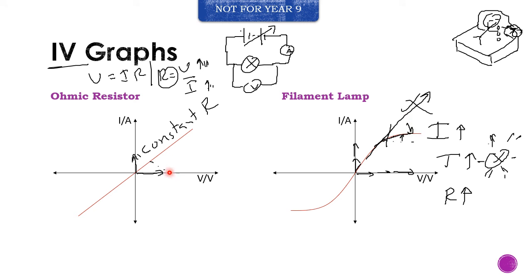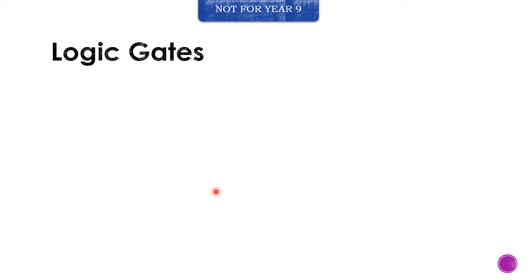And that's it, those are the IV graphs. If we see them, it just shows you in here the resistance is constant because it's a straight line, whereas here the resistance is not constant because it curves. Why does the resistance increase? Because the temperature increased. Okay. Finally, we will talk about logic gates.